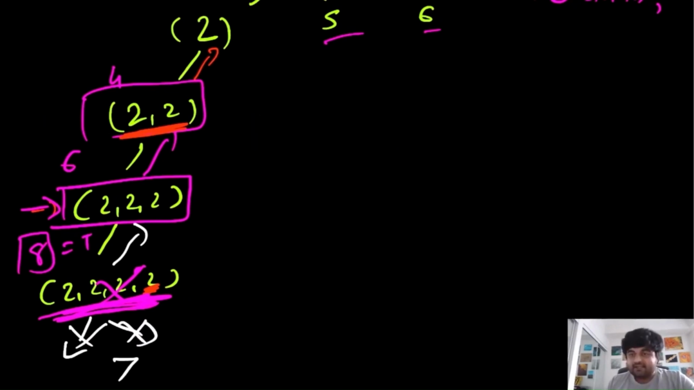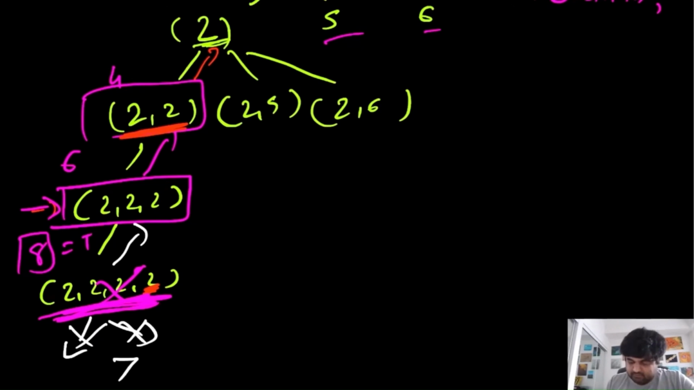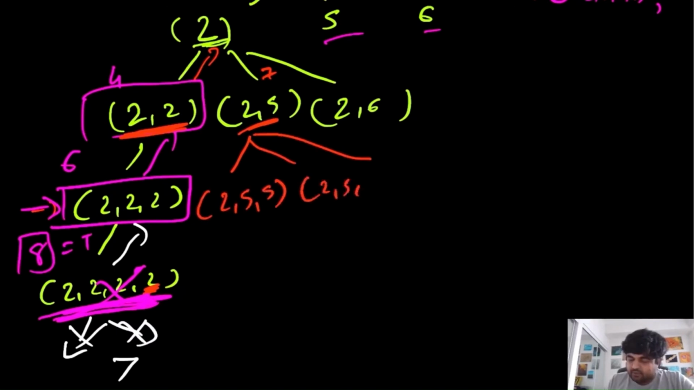If we go up, we ask ourselves the question: have we explored all the possibilities at this position? No. The possibilities we could have are 2 5 and 2 6. So let's take this value first. At 2 5, the current sum we have is 7. 7 is less than our target, which means that we still have possibilities. The possibilities we can have are 2 5 5 or 2 5 6.